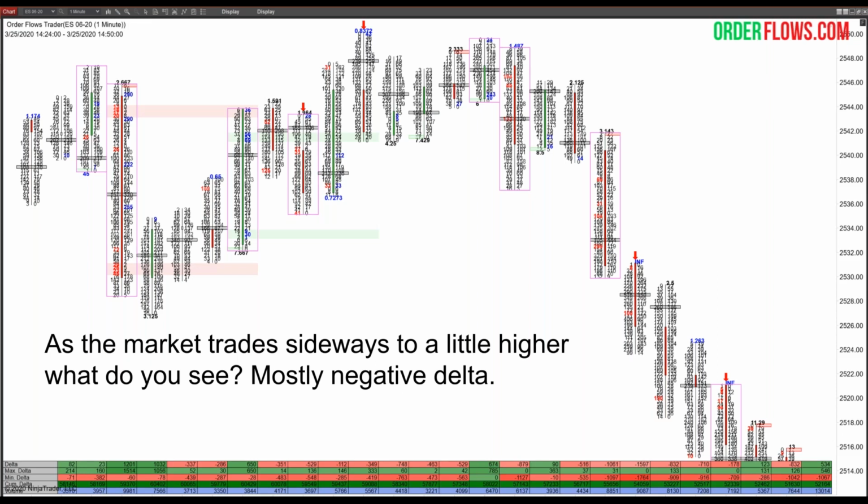So let's take a look at this chart. As the market trades sideways to a little bit higher, what do you see? You see mostly negative delta. The market is just going nowhere. You've got negative deltas. So what's going on? Well, aggressive sellers are hitting the bids. There's a lot of people working bids, but the aggressive sellers keep hitting those bids.